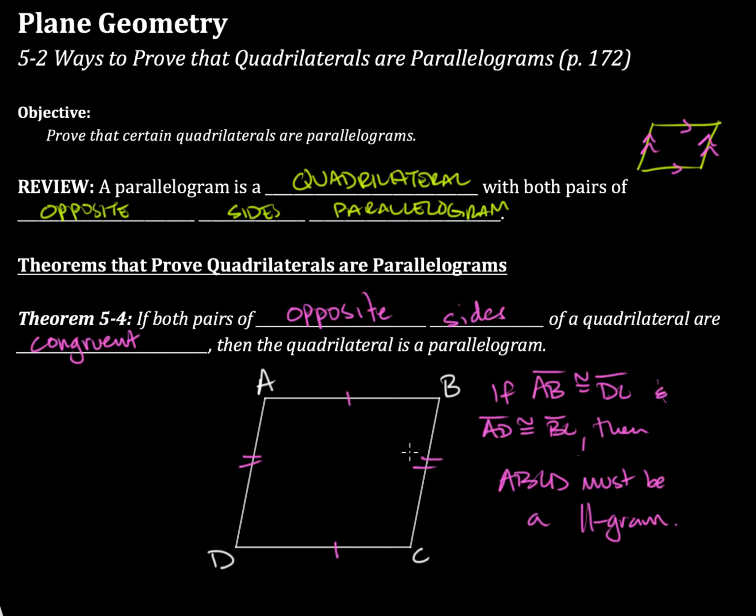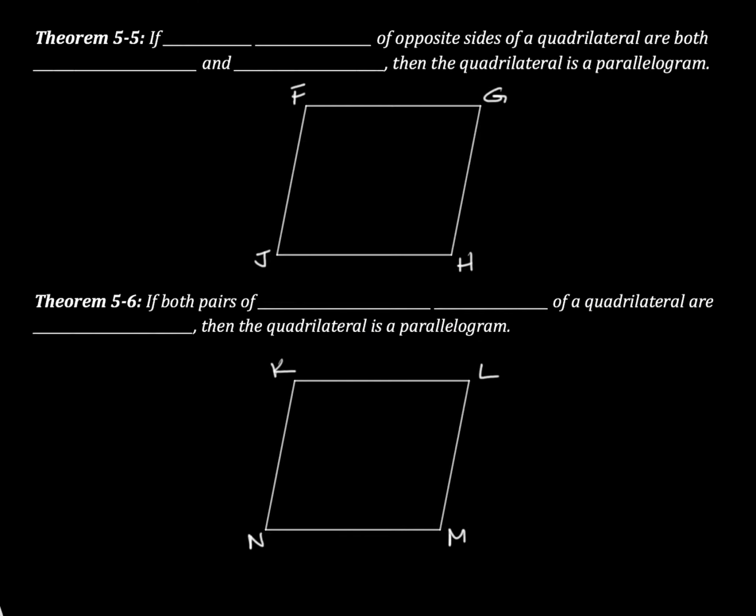So if this is true, I can say without a doubt this shape has to be a parallelogram, even though I don't have any sides that I've marked parallel. If I can just mark both pairs of opposite sides congruent to each other, then it guarantees that this shape is a parallelogram. Well, what else could we do? How else could we decide whether or not a shape is a parallelogram?